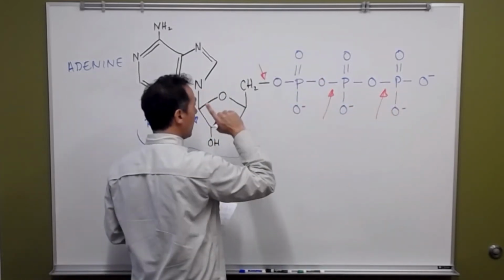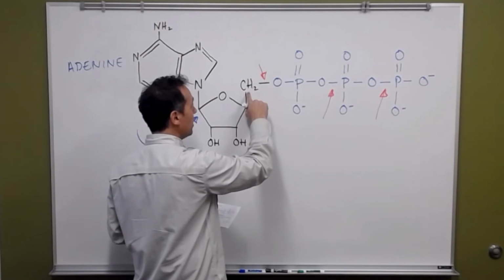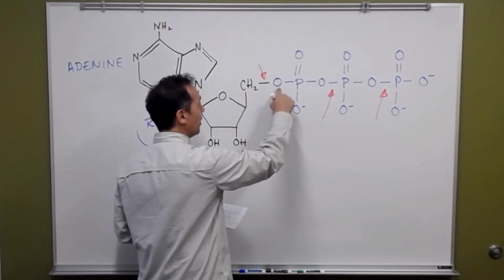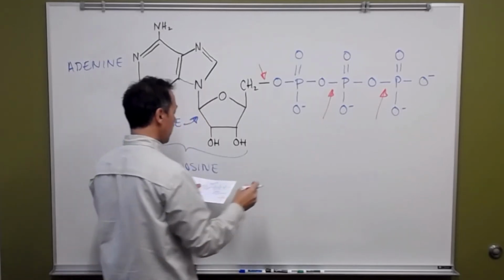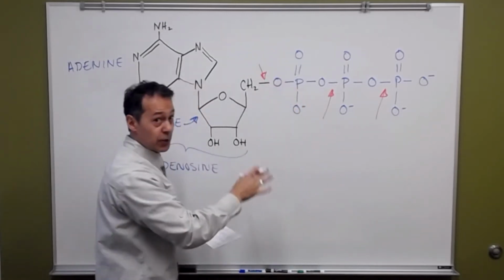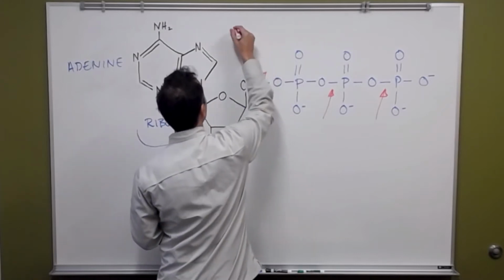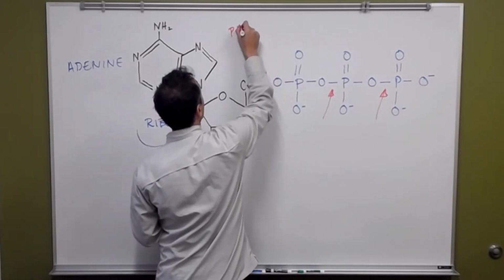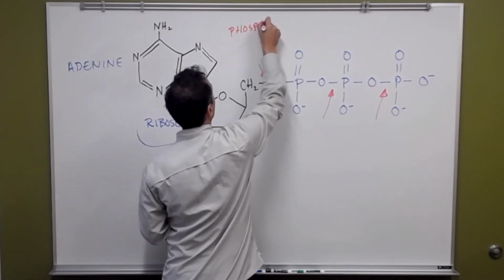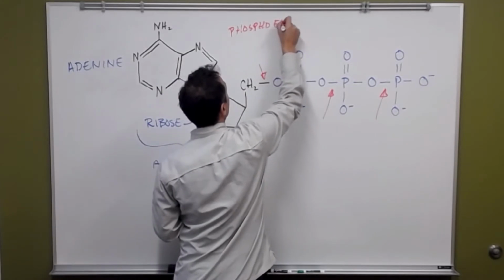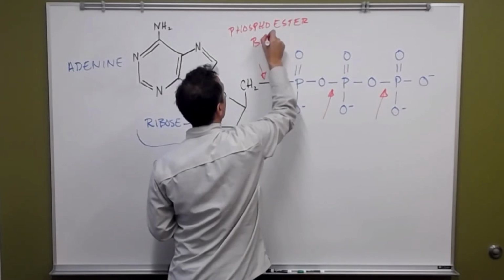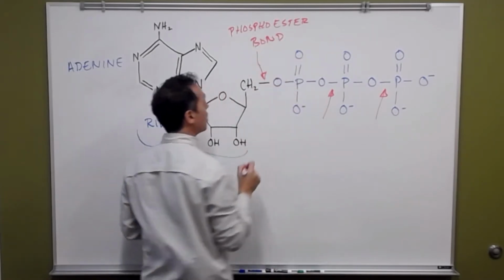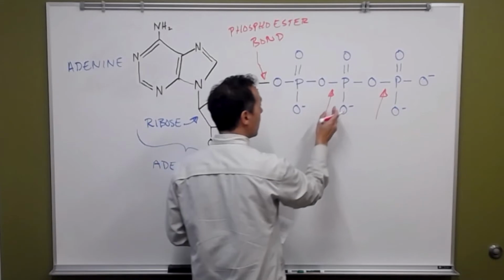And what we have is a carbon, an oxygen, and then a phosphate double bond O here. And so this one right here is called a phosphoester bond. Phosphoester bond. And that's different than the bonds here.